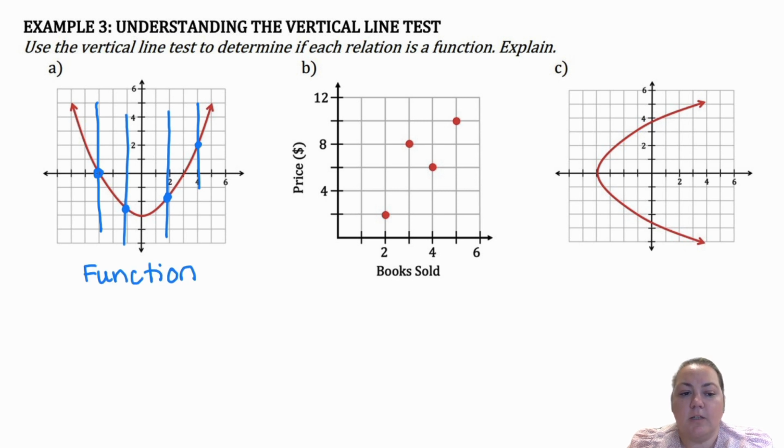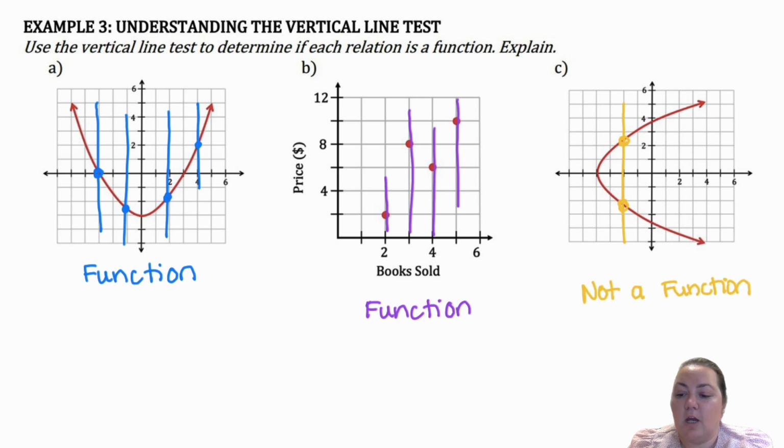For this first one, it only touches at one spot each time, so it is a function. The next one, when I draw a vertical line, it only touches one of my red dots, so this is a function. The next one, if I draw a vertical line, it touches at 2 points, so this is not a function.